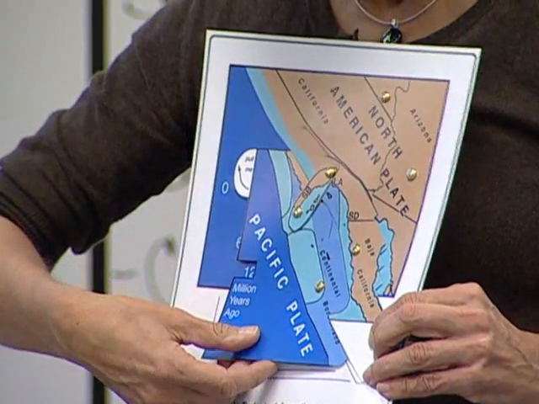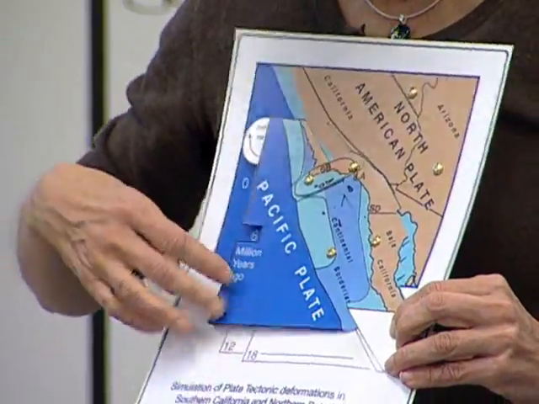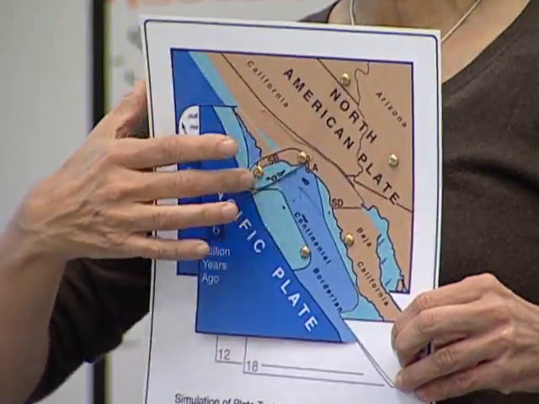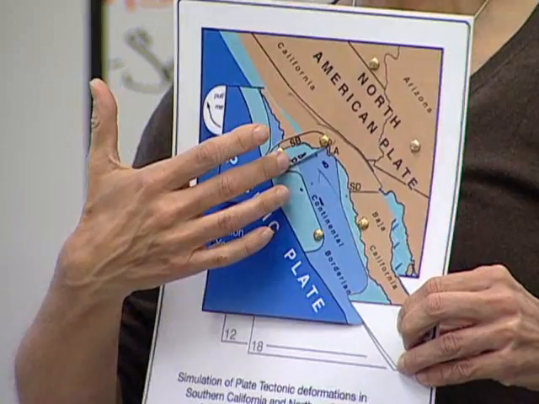And then after that, it keeps going. So from there, from 12 million years to 6 million years, it opens up even more. And you see this block now is not quite east-west, but it's closer to being east-west, right?